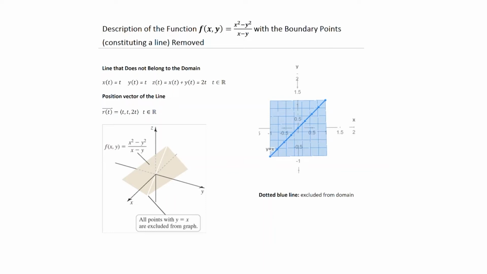You can also write it in position vector form, in which case we would just write angle bracket, x component t, y component t, z component 2t. So this is basically the position vector that you would see. In the xy domain, you can see the domain. The line y equals x, which is a dotted blue line, is not part of the domain. So everything else is basically part of the domain. This is just an illustration for this particular problem, and just trying to graph as much as possible.